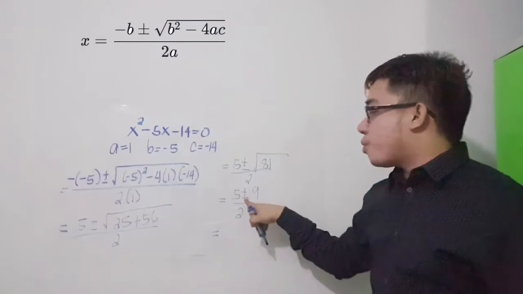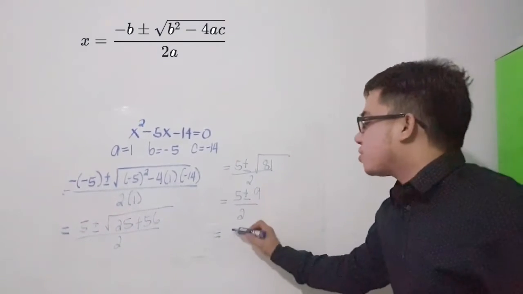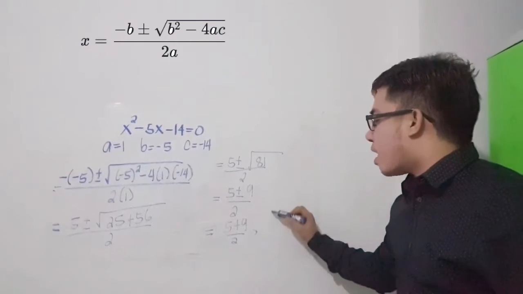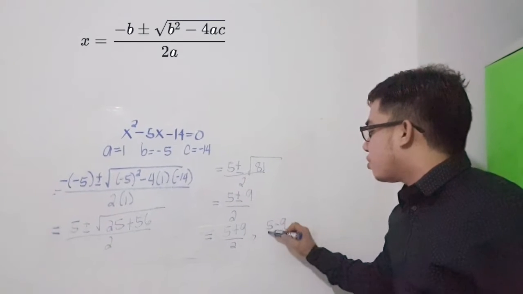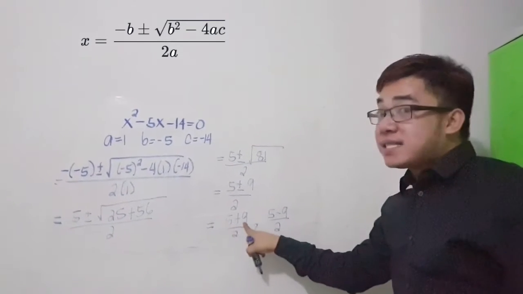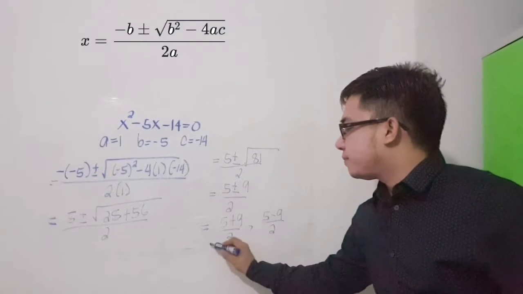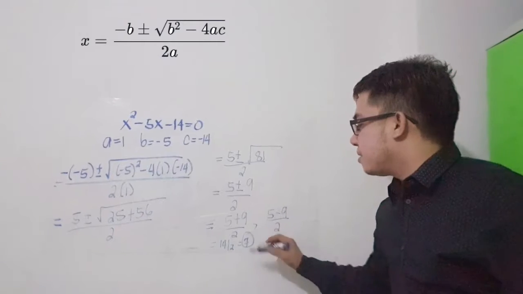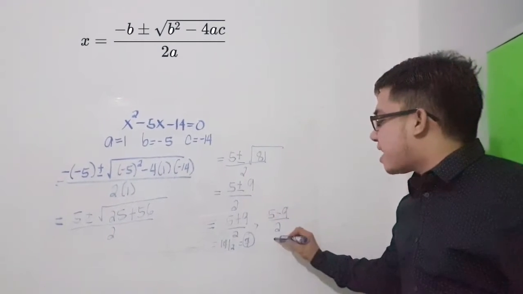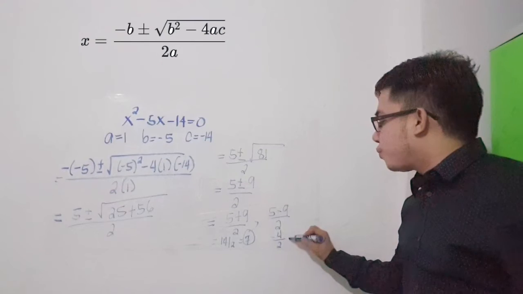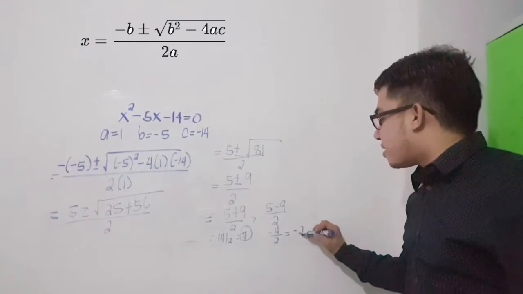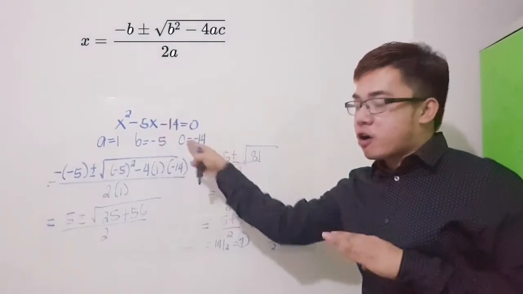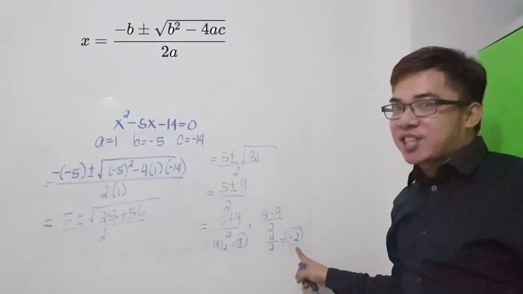Then we are going to separate plus and minus. So we have 5 plus 9 over 2, and the other one is 5 minus 9 all over 2. 5 plus 9 is equal to 14 over 2, which is equal to 7, and 5 minus 9 is negative 4 all over 2, which is equal to negative 2. Therefore, the roots of this equation are 7 and negative 2.